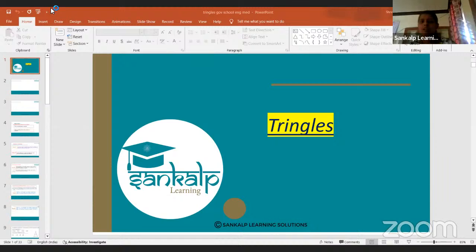We are going to start with the topic triangles. From our childhood only we know what a triangle is, right? So yellow shapes and triangle shape.